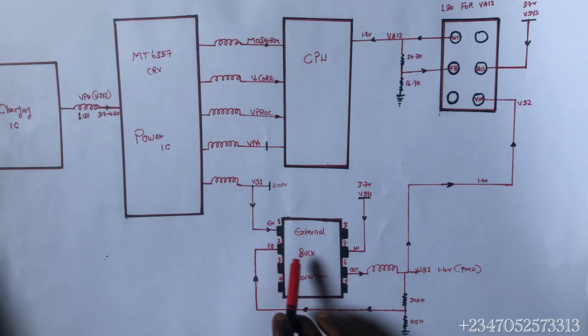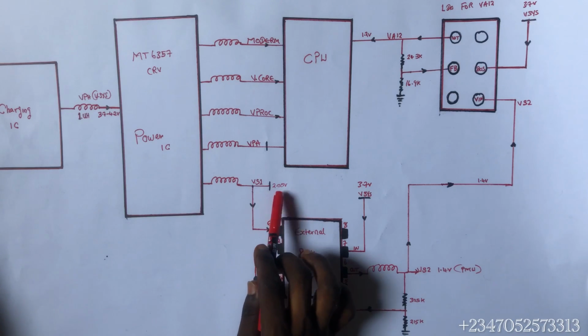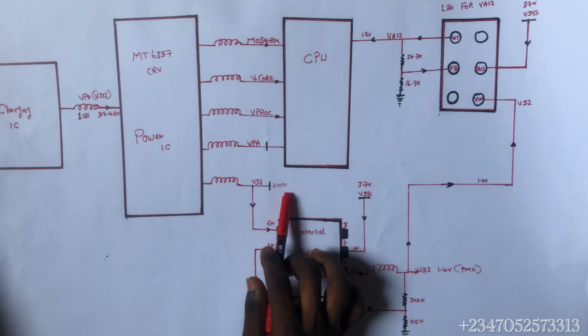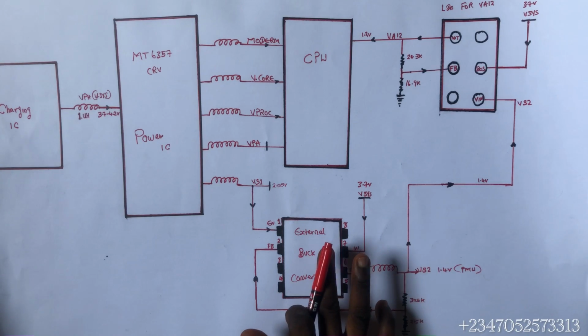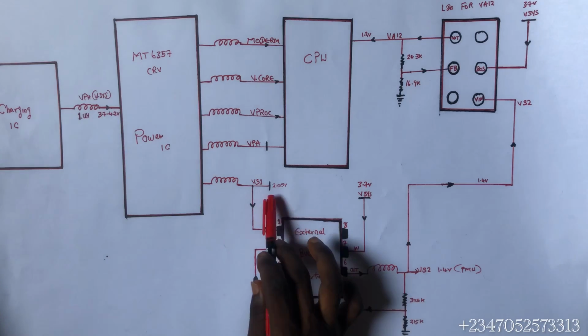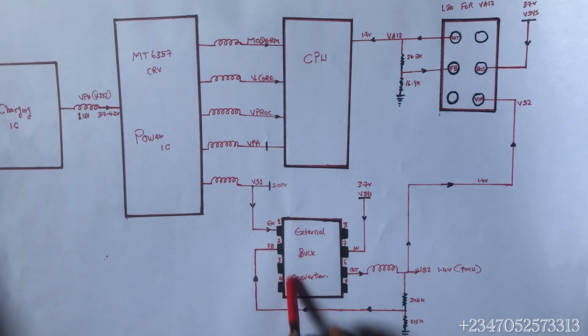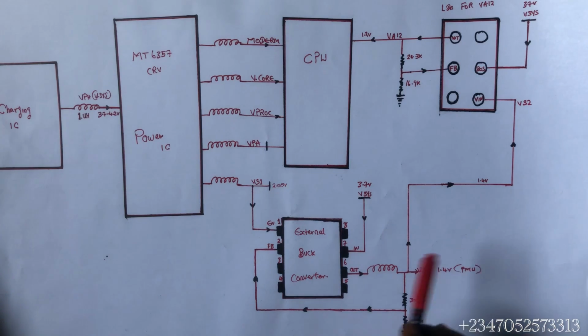Now the purpose of this external buck converter is to step down this voltage, because this is a higher voltage, 2.05 volts, and this external buck converter will convert it. It will step down the voltage, and then the voltage will step down from 2.05 volts to 1.4 volts. Now let me explain something to you.